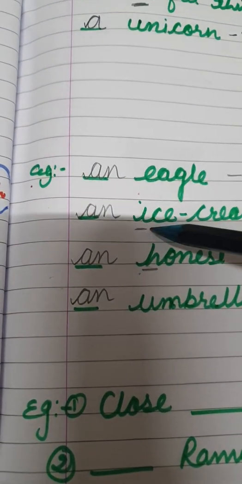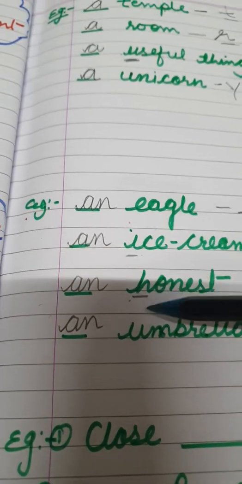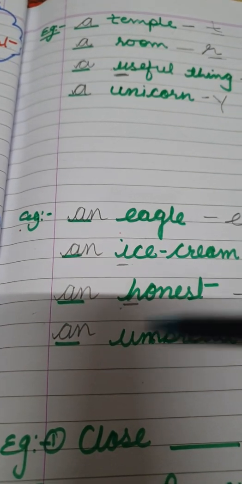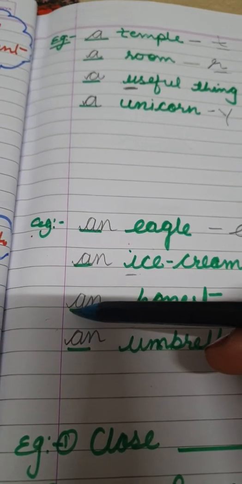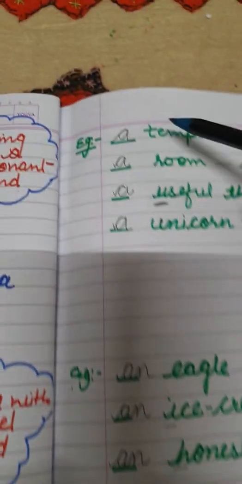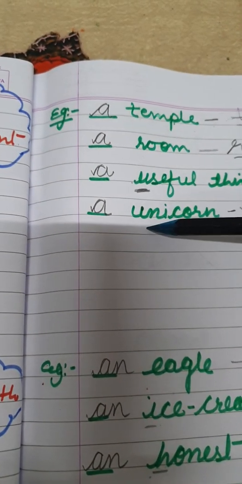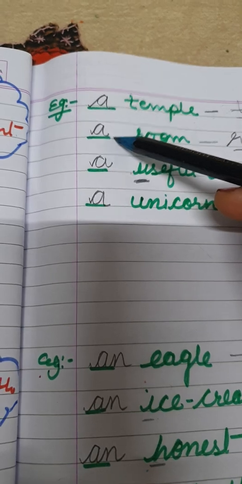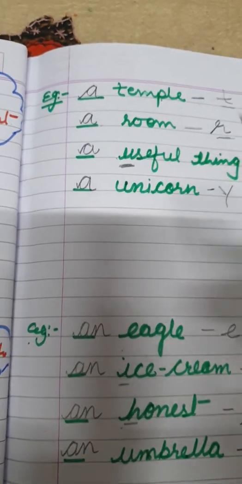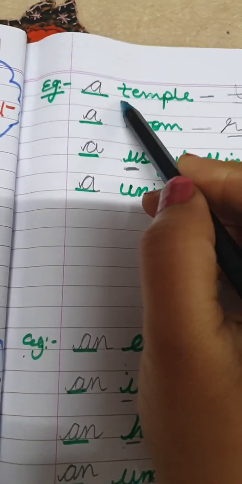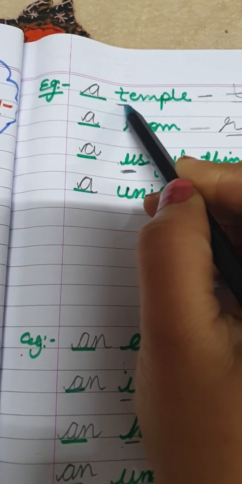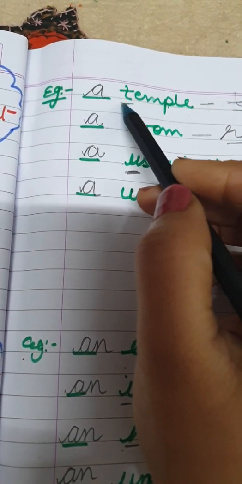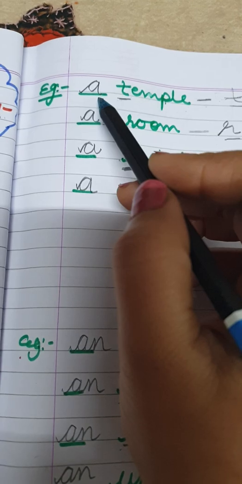So kids, wherever the sound is of a vowel, we are going to use an. And where the sound is of a consonant, we are going to use a. You can take it in a simple way. The word which is starting with a consonant, generally we use a.